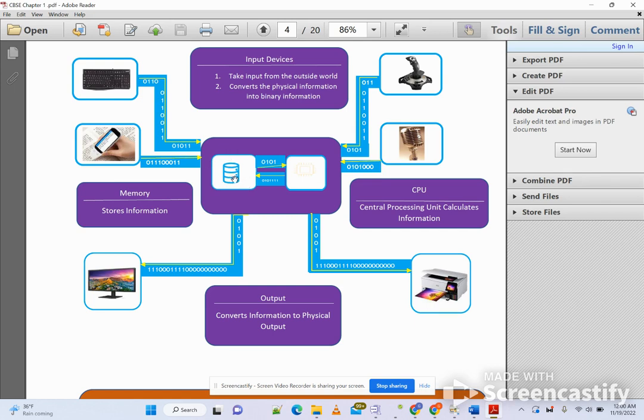Now I'm going to put that result out from my body through output devices. I need the help of output devices to convert that process result, which is in binary numbers, back into a physical result and put it out from my body. That's pretty easy.